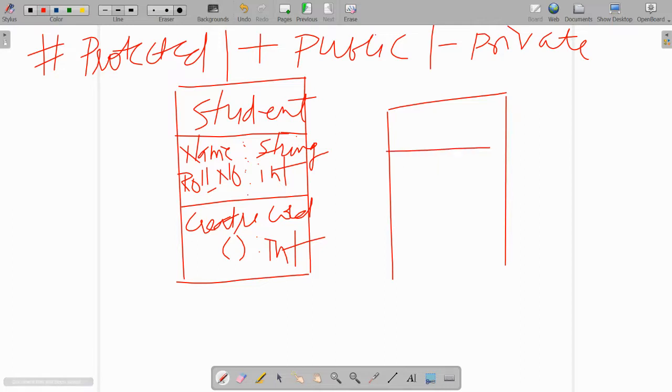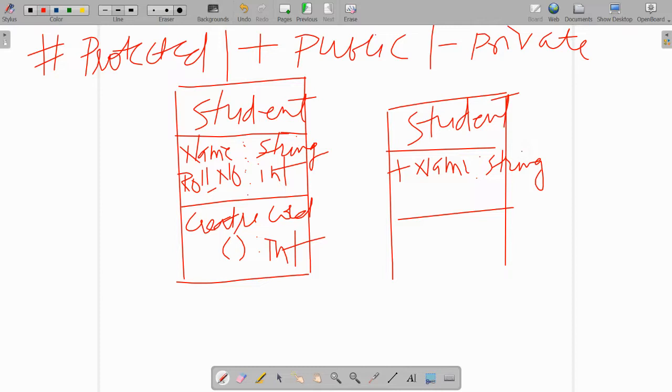So I will be writing down the same thing here. I have the class name as Student. Then I can do one thing, that this name I want to be public, so I can just write down plus followed by name, the type as string. Then suppose I want this should be private, the roll number, so it should be minus roll number, the type is int, that is integer.